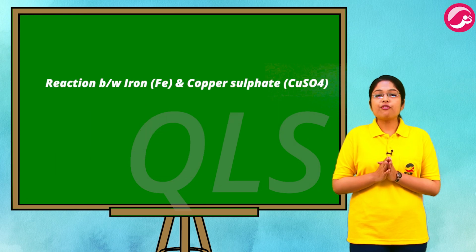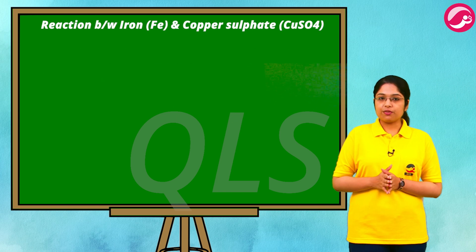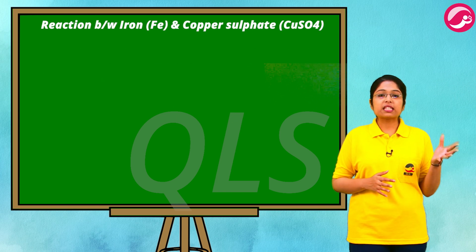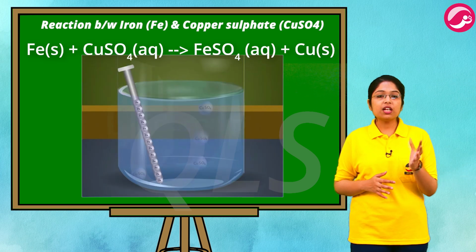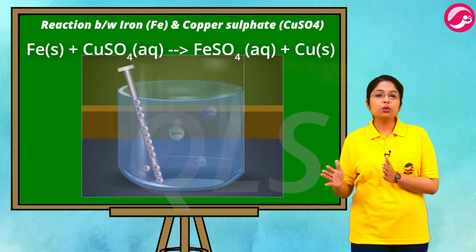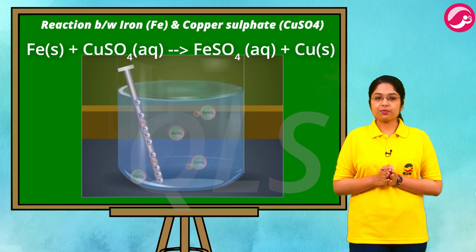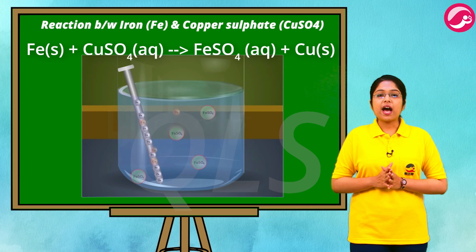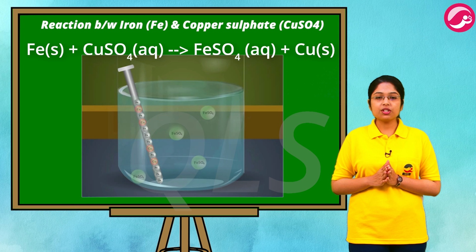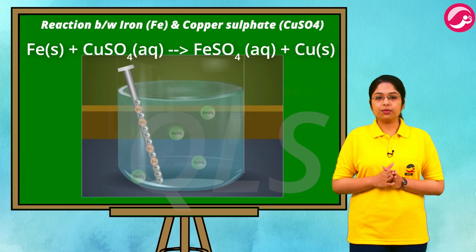For example, reaction between iron and copper sulfate. When a solid iron is kept in copper sulfate solution, the color of solution turns from blue to green and the surface of iron becomes brownish. Here, iron replaces copper from copper sulfate solution to form iron sulfate solution. The brownish deposition on iron is the displaced copper.